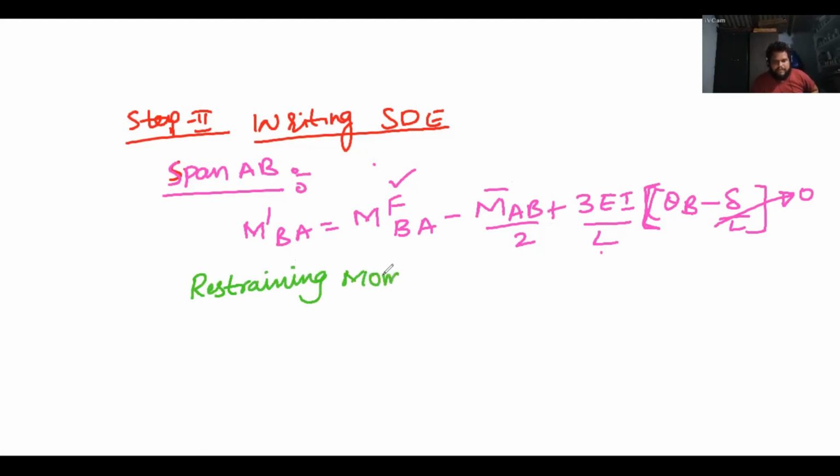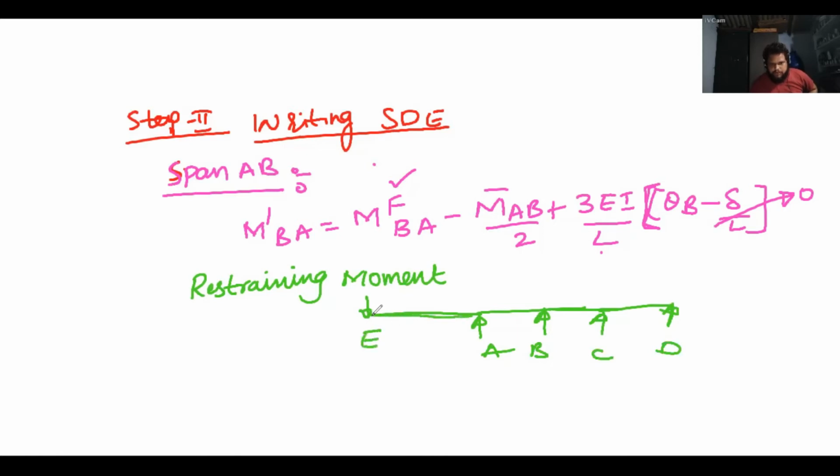So where do you have to calculate that restraining moment? So this is A again, this is B, this is C, and this is D. Okay, A, B, C, D. Okay, this is E. Your restraining moment should be calculated where? At joint A. Your restraining moment should be at joint A. Here at joint A you have to calculate the restraining moment.